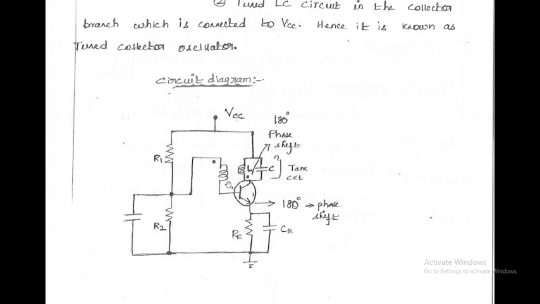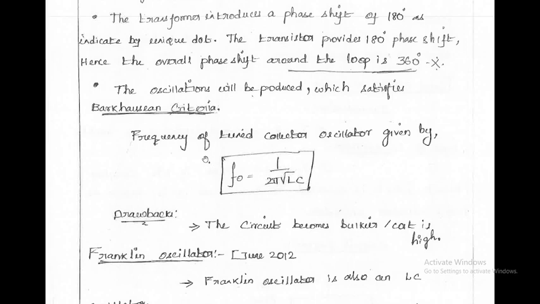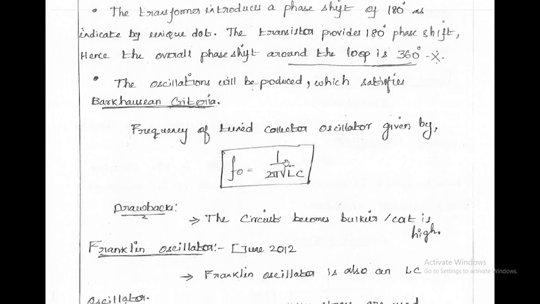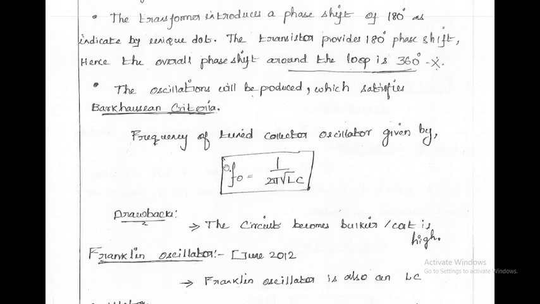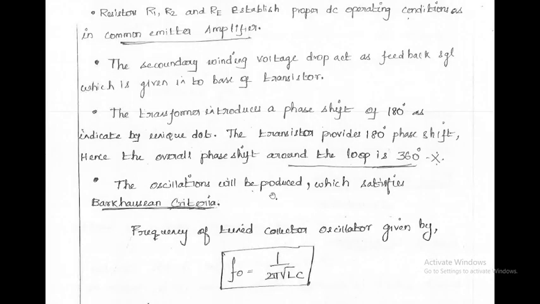Let us see the final equation for frequency of oscillation. The final frequency of oscillation equation is f naught equal to 1 by 2 pi root of LC. The main drawback of this tuned collector oscillator is that the circuit becomes bulkier and the circuit cost is high.